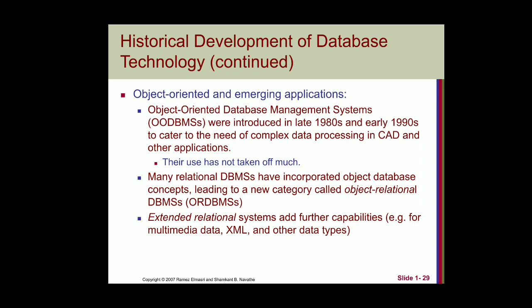Many relational DBMS have incorporated object oriented concepts, leading to a new category called object relational DBMS. Now we have a new kind of DBMS, which is a combination of object oriented DBMS and relational DBMS, which we call OR DBMS, which has the facility of the normal relational DBMS as well as the object oriented DBMS facility. Extended relational systems add further capabilities. For example, it can also store multimedia files, XMLs, and other data types are also supported by this OR DBMS.